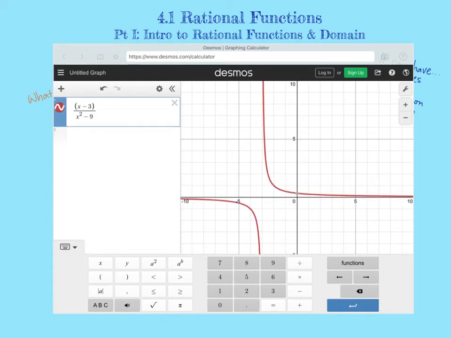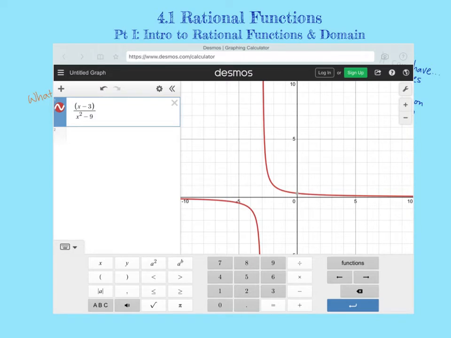Welcome to Chapter 4 on rational functions, and in this video we are going to introduce and define a rational function and revisit domain briefly. What I have here is a rational function, and basically a rational function is when we have a polynomial up top and one down below. It doesn't technically have to have x in the denominator, but when it does, that's usually what we call a rational function, which we'll define in a minute.